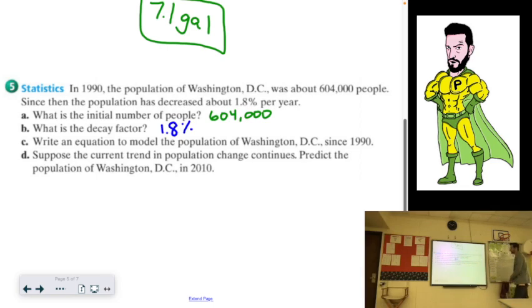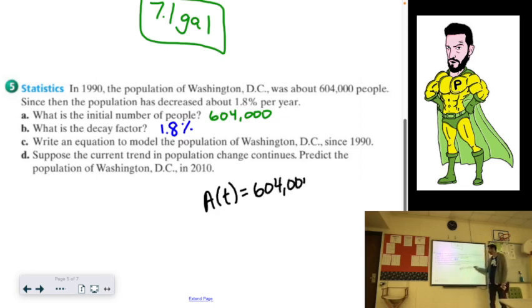Write an equation to model the population of Washington, D.C. since 1990. Now it's decreasing, so we would have to subtract that from 100. 100 minus 1.8 is 98.2%. In decimal form, here, I'm going to write the equation. Starting amount, 604,000 people. 100 minus 1.8, we're at 98.2, which is 0.982 to the t power. T is the number of years.